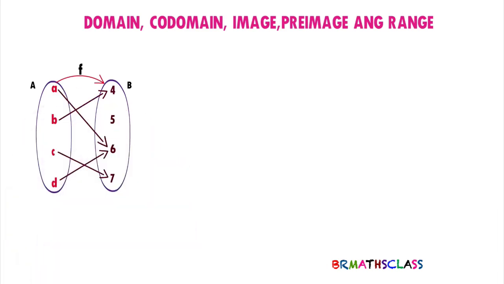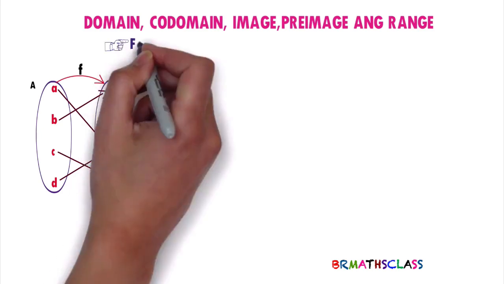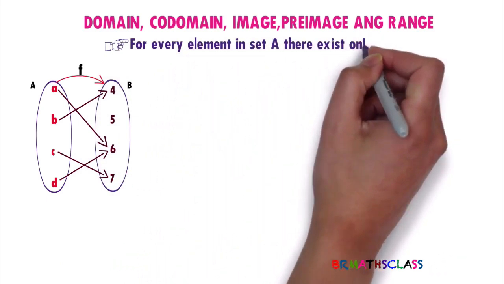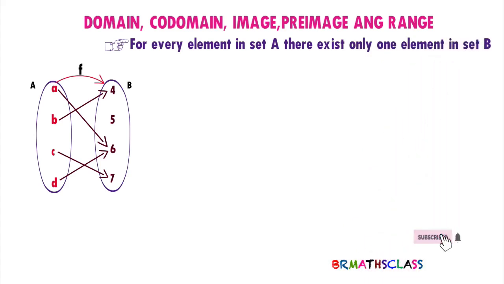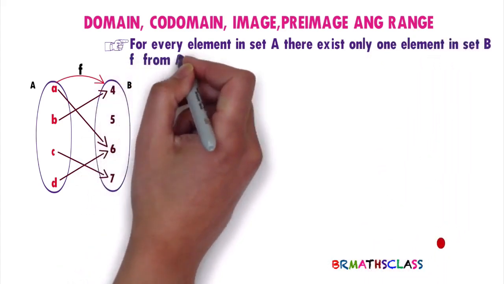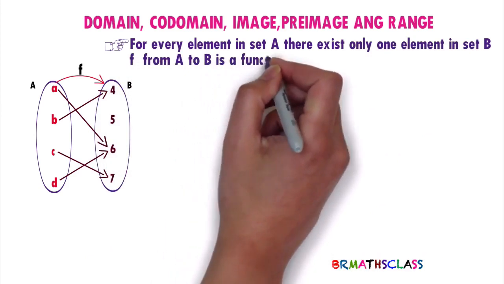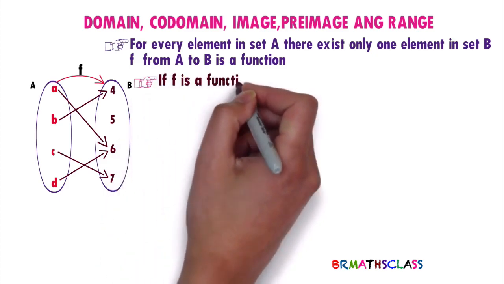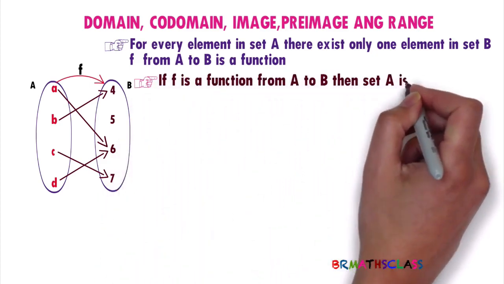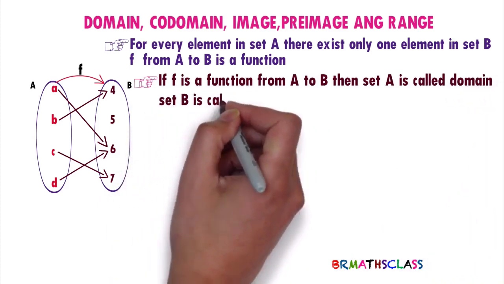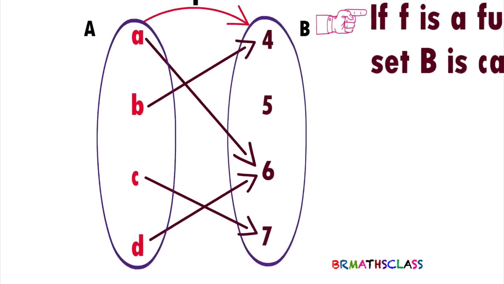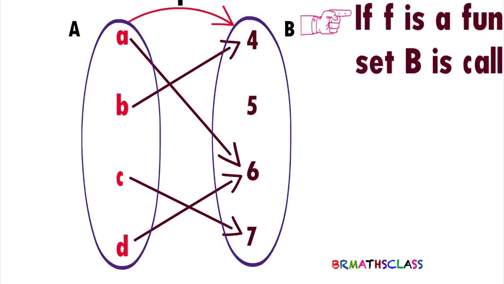You observe set A. Every element in set A is used. It is used only once. It means for every element in set A, there exists only one element in set B. Therefore, f from A to B is a function. About function we already learned in the last class. If f is a function from A to B, then set A is called the domain and set B is called the codomain. You observe set A, this is the domain. Observe this set B, this is the codomain.